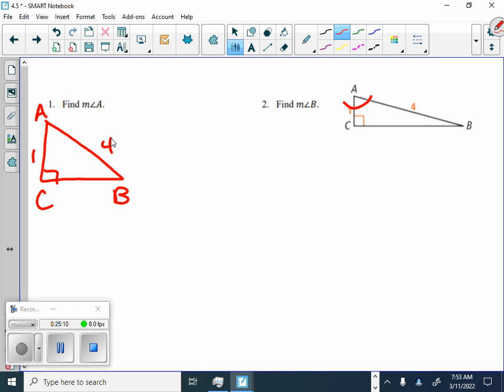Okay, so what I need to do, just like normal trig, is ask myself how those two sides relate to angle A. So 1, is it opposite, adjacent, or hypotenuse? Adjacent, good. Next to. And remember, adjacent can only be a leg. So what does that make 4 then? Hypotenuse. So which one has hypotenuse and adjacent? Cosine. Good.